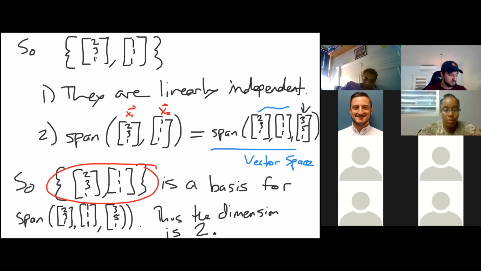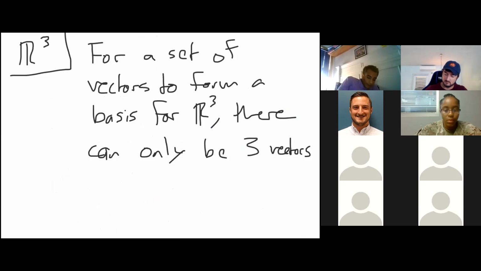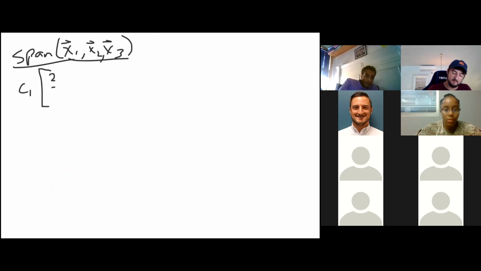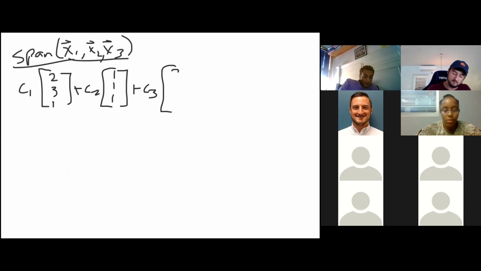Did I write that out? No, I need a new board. Let me get rid of this one. So anything that would be in the span of what we're calling x1, x2, and x3 means it is a linear combination of those three vectors. So C1 times 2, 3, 1 plus C2 times 1, 1, 1, plus C3 times 3, 5, 1. That's what things look like in the span of x1, x2, and x3.